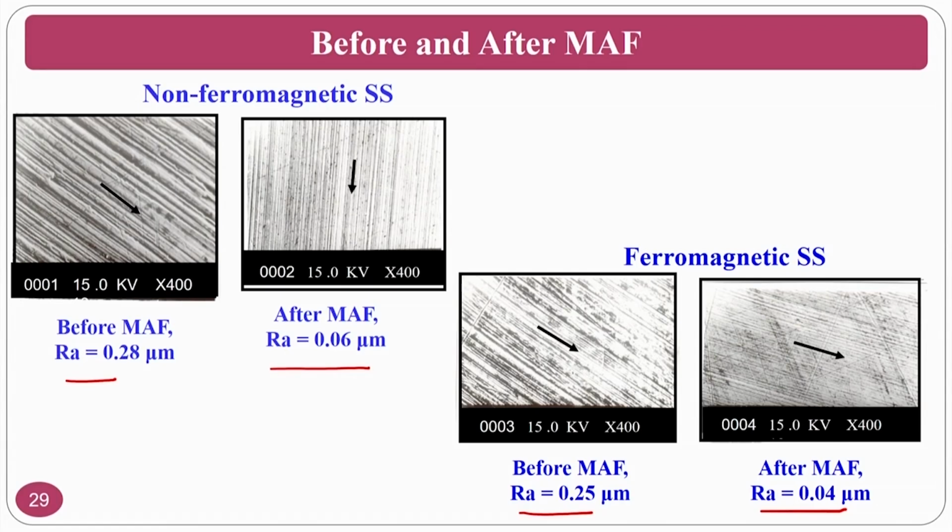Okay. So, you can see here for the non-ferromagnetic stainless steel and ferromagnetic stainless steel the surface roughness before and after. In case of non-ferromagnetic stainless steel, the initial surface roughness is 0.28 microns. After the magnetic abrasive finishing process, the surface finish achieved is 0.06 microns. In case of the ferromagnetic stainless steel workpiece, the initial surface is 0.25 microns, and after it is 0.04.